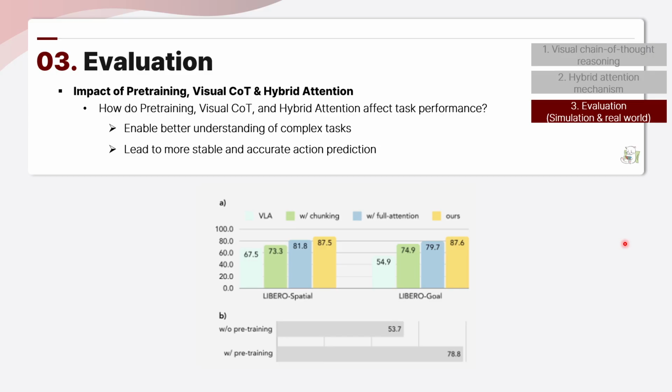Now, let's look at the impact of pre-training, visual chain of thought, and hybrid attention. These components significantly improve test performance. With them, the model can better understand complex tasks, and it can also predict actions in a more stable and accurate way.